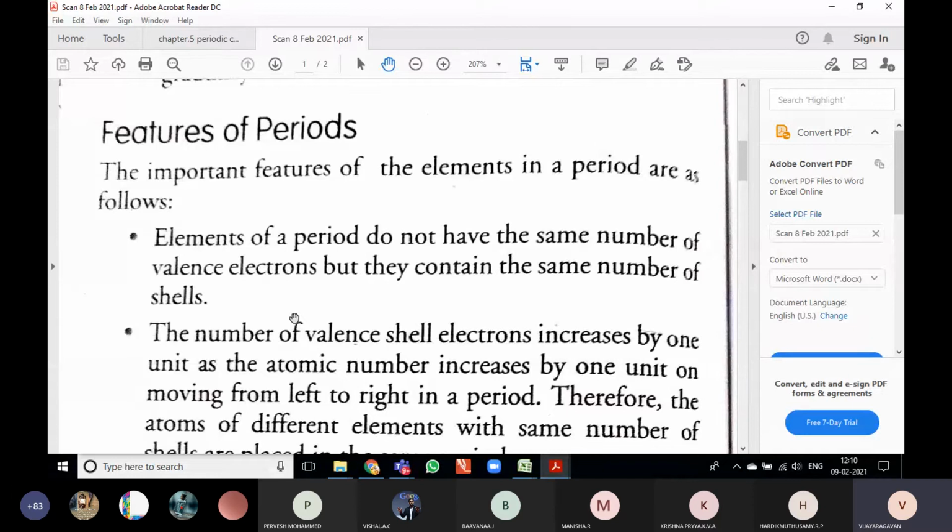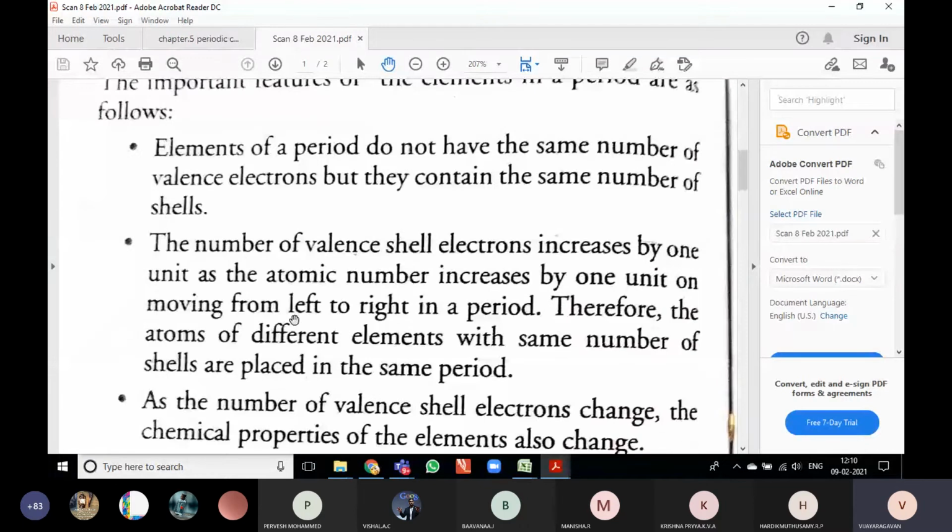So if we take a period, the number of valence electrons increases by one. If you take atomic number 1, 2, then 3, 4, 5, like this, the atomic number will increase one by one. It is called one unit.